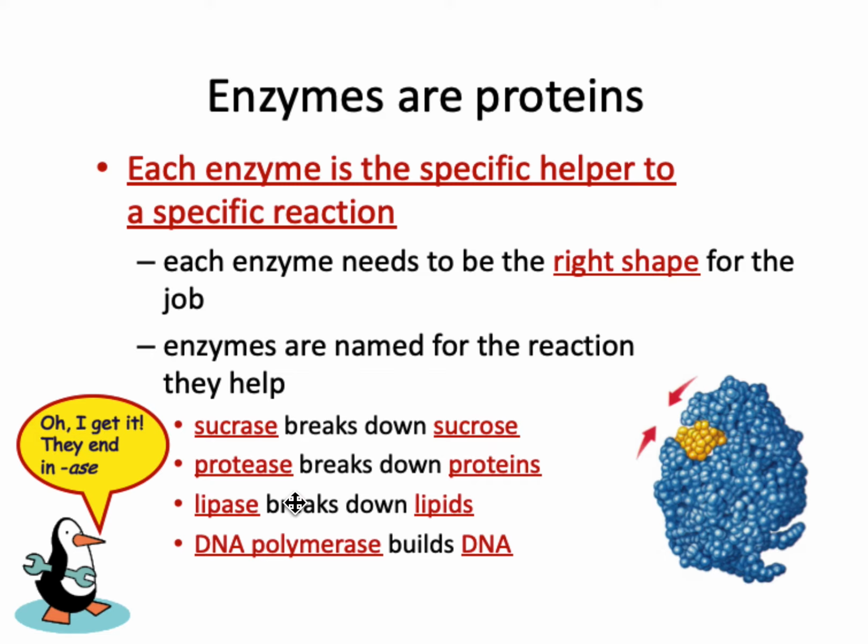So one of the other things that's kind of cool about enzymes is most of them, not all of them, but most of them end in the ASE. So sucrase, protease, lipase, DNA polymerase. So if you guys are ever reading some really big, weird, crazy science word and it has ASE on it, well, you should automatically assume that it's going to be an enzyme. So a type of protein that's going to speed up a reaction.